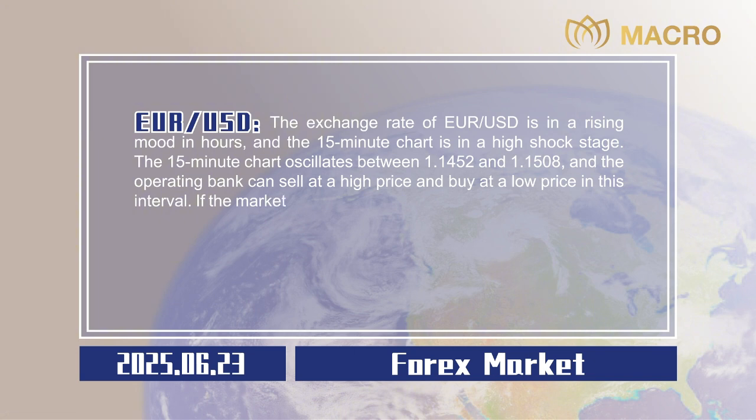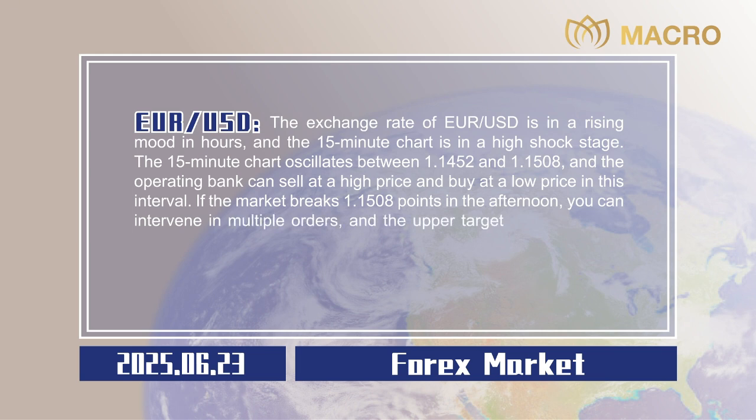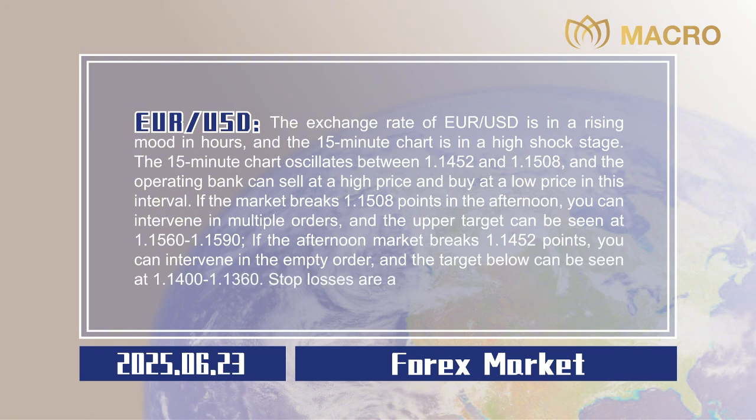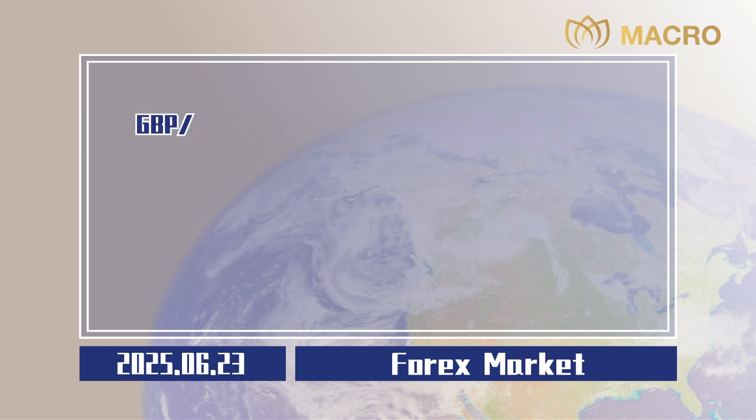If the market breaks 1.1508 points in the afternoon, you can intervene in long orders, and the upper target can be seen at 1.1560 to 1.1590. If the afternoon market breaks 1.1452 points, you can intervene in short orders, and the target below can be seen at 1.1400 to 1.1360. Stop losses are all 20 points, 0.0020.